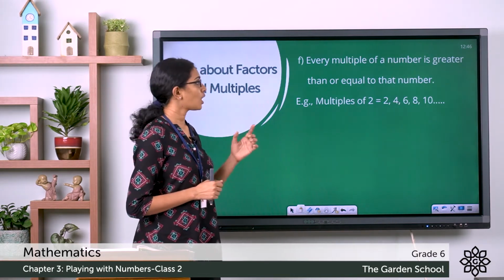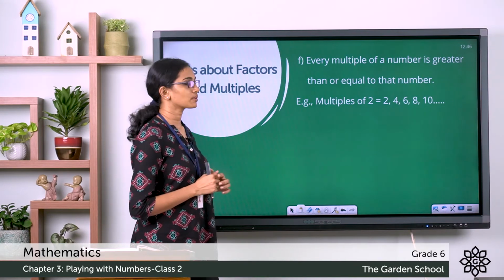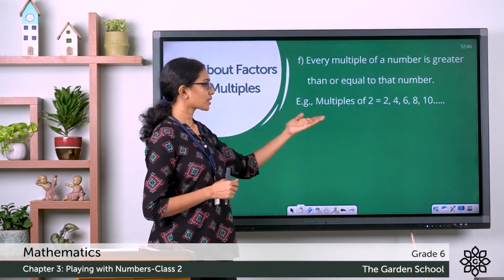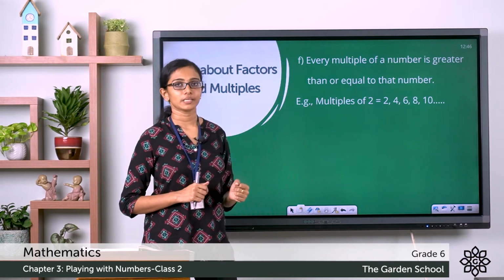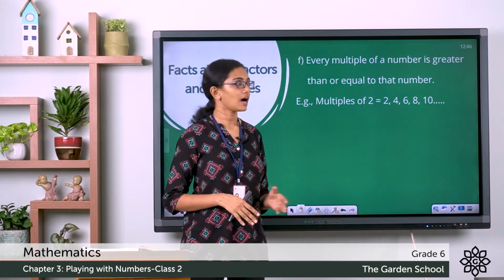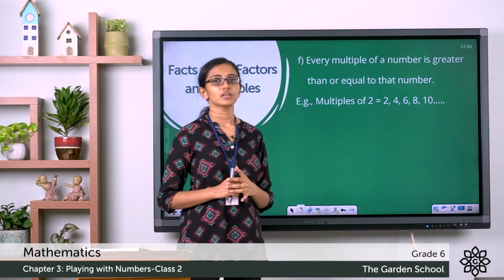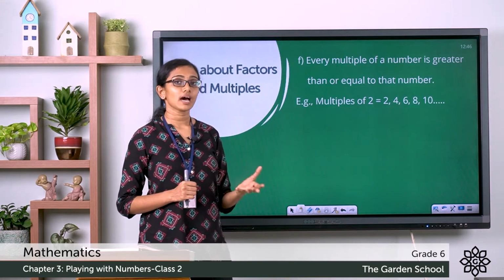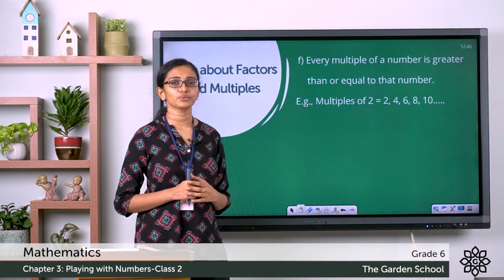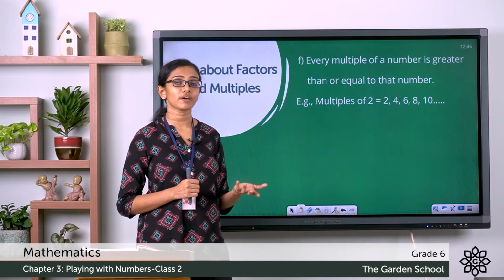Every multiple of a number is greater than or equal to that number. Here you can see the multiples of 2 are given. So, the multiples of 2 are 2, 4, 6, 8, 10 and so on. Can you say which is the last or the greatest multiple of 2? Can we say that? Can we find it out?